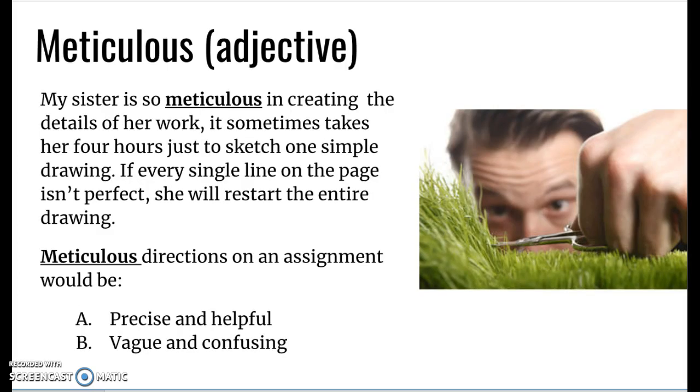Your next word is meticulous. Meticulous is an adjective. My sister is so meticulous in creating the details of her work, it sometimes takes her 4 hours just to sketch one simple drawing. If every single line on the page isn't perfect, she will restart the entire drawing. Meticulous directions on an assignment would be A, precise and helpful, or B, vague and confusing.